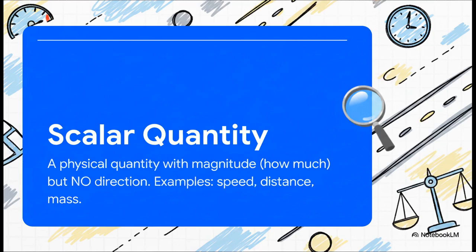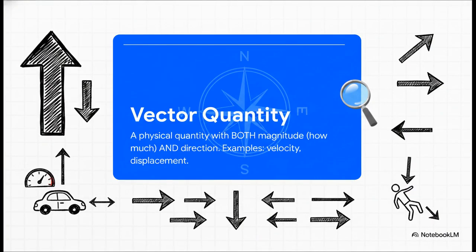Nice and simple. But then we have our second concept, the vector. And this is where things get way more interesting. A vector tells you how much and which way. So it's not just 50 kilometers per hour, it's 50 kilometers per hour north. It's not just accelerating, it's accelerating downward. That little bit of info, the direction, is absolutely crucial.